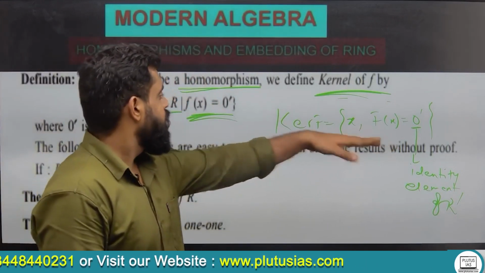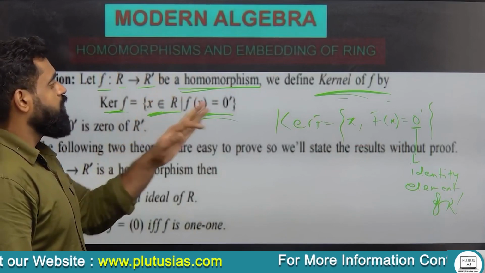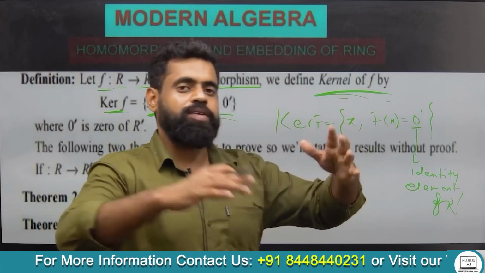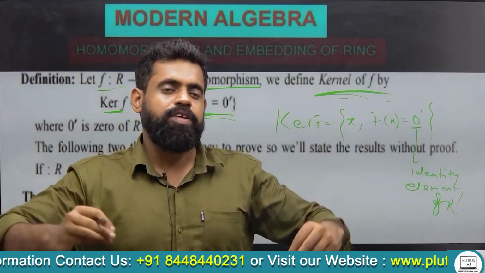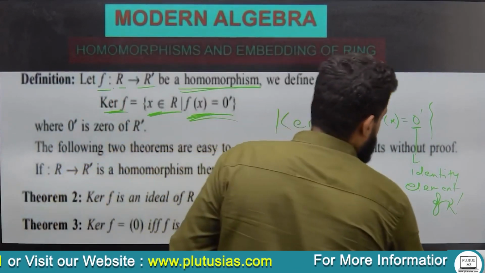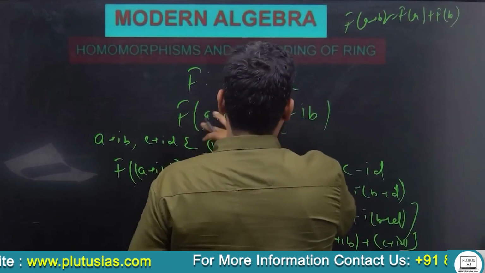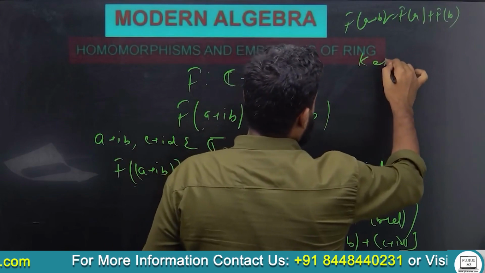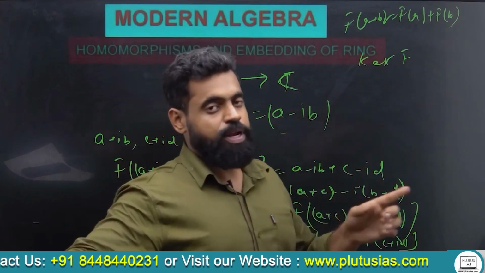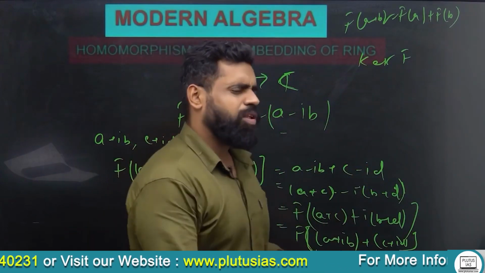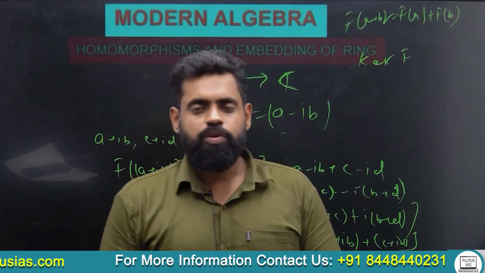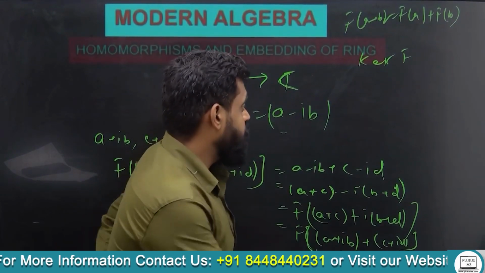Clearly, the function is defined from R to R dash, so x would be from R and f(x) would be from R dash, and if I take all those x such that f(x) equals 0 dash, then this is called the kernel of f. In the example which we are solving, what is the kernel of f? We first find all those x. This property of kernel is very important in linear algebra also. The rank-nullity theorem is proved using this. All those theorems in linear algebra are proved using the concept of kernel.